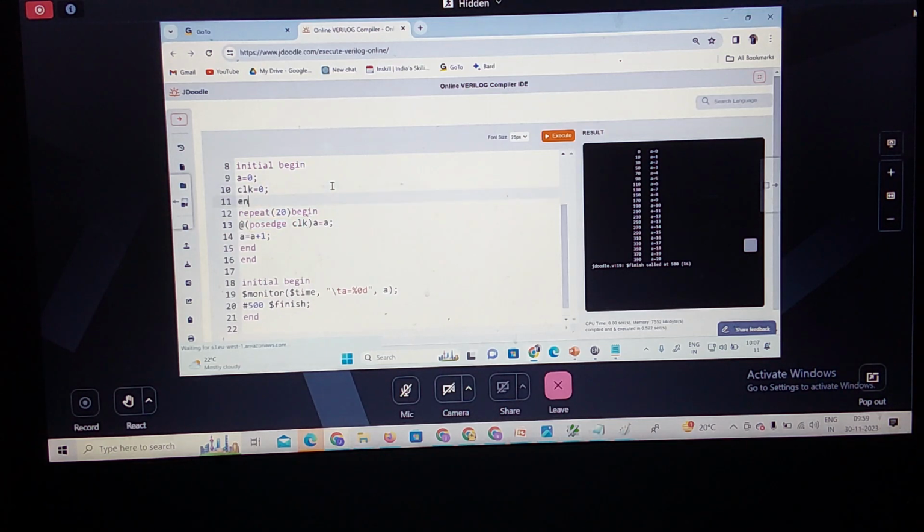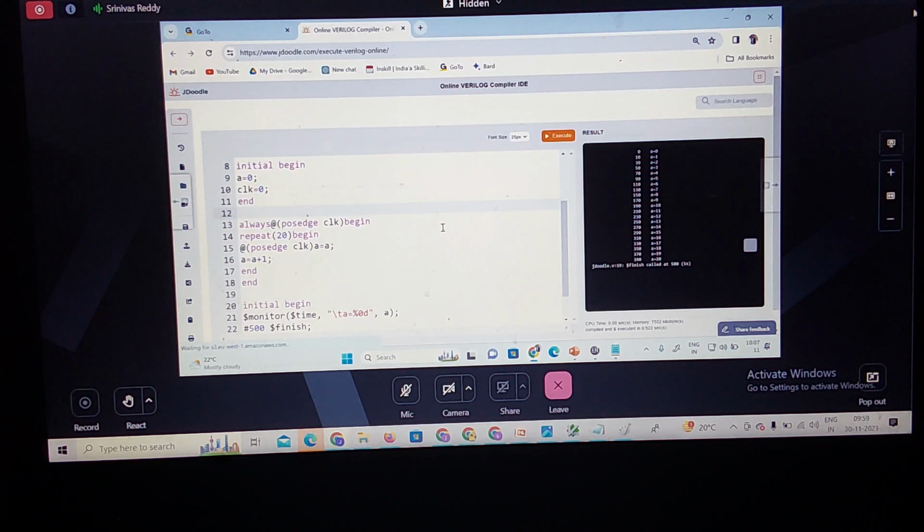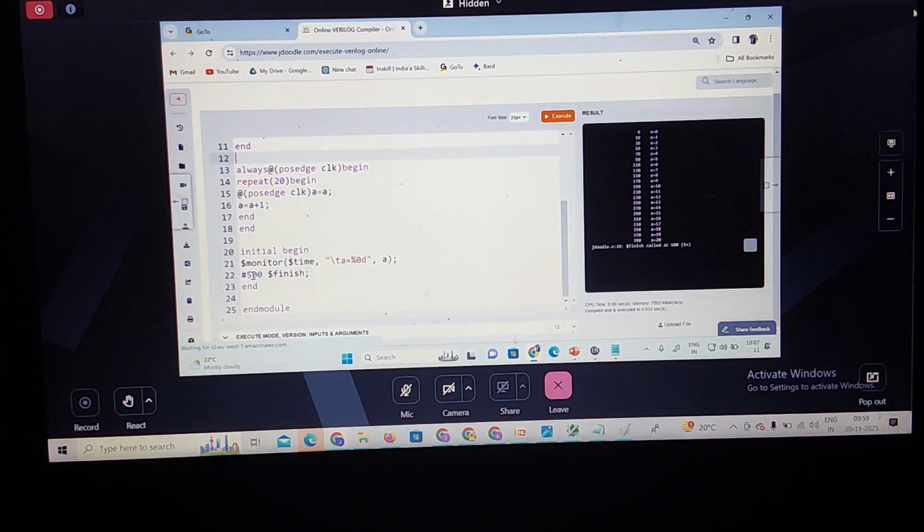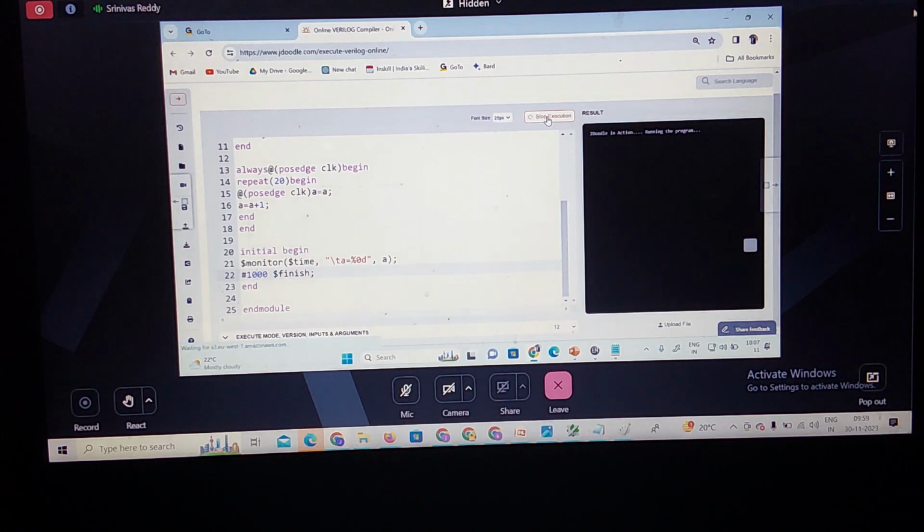So what I need to do here is, let us end this here. Okay. Now what I need to do? Always at the positive edge of the clock, correct. Then begin and end. Now this will repeat after every 20 cycles. Let us give more delay here, $finish at 1000. Now let us run this.